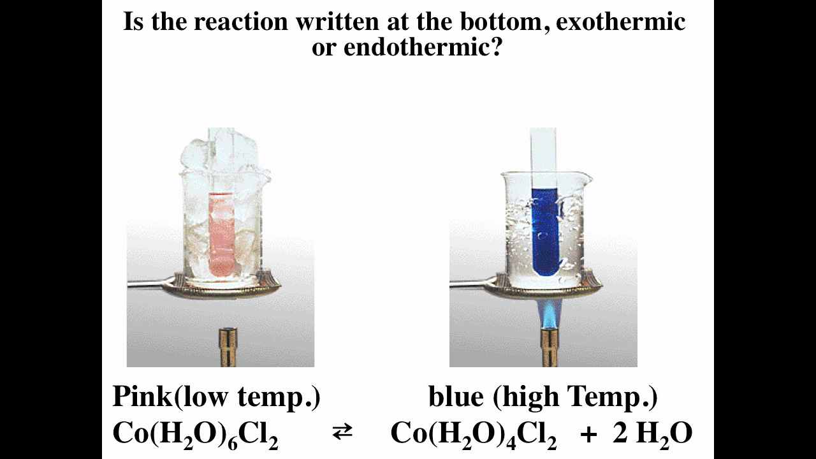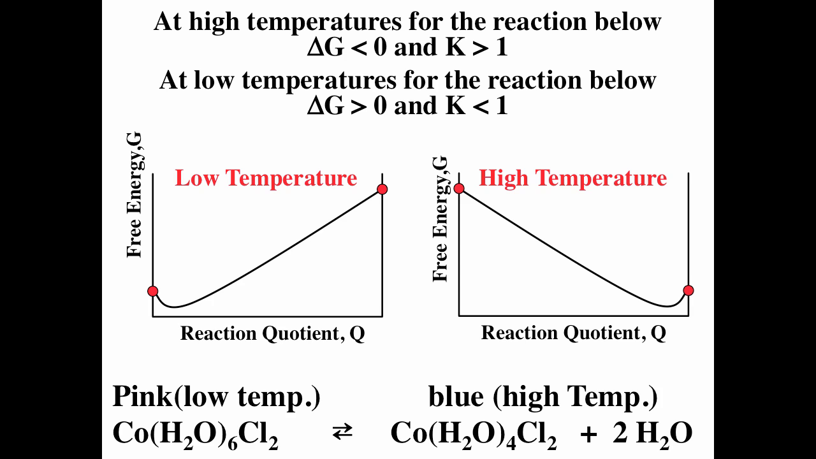And so one question we could ask ourselves is, is the reaction written below exothermic or endothermic? Now again, if we think about it, if the product is more stable at high temperature, it must mean that heat is a reactant. Adding heat, higher temperature, pushes it towards producing more product. And so that reaction must be endothermic. And so for all endothermic reactions, higher temperature corresponds to a larger equilibrium constant. It's kind of cool, the way of thinking about it.